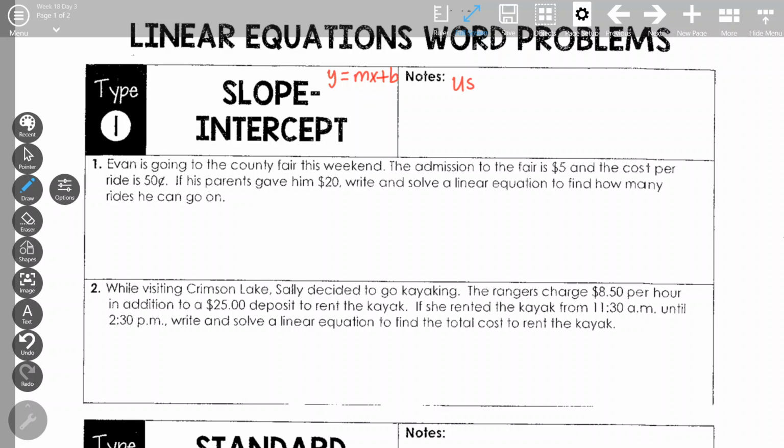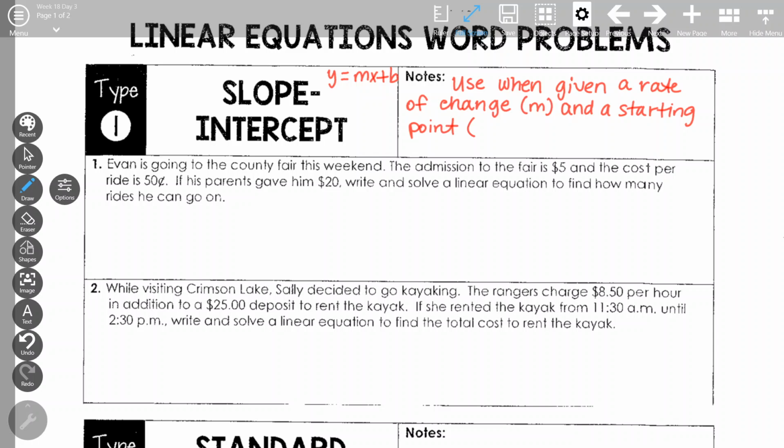So we are going to use it when given a rate of change, and the rate of change, remember, is the slope. It is represented by the letter m. And a starting point. Now the starting point is going to be the b, the y-intercept. So that's what we're going to look at.